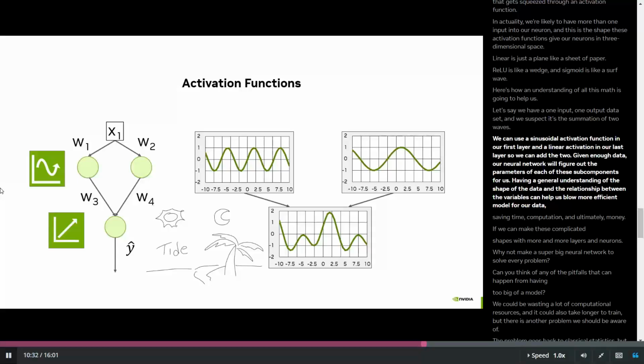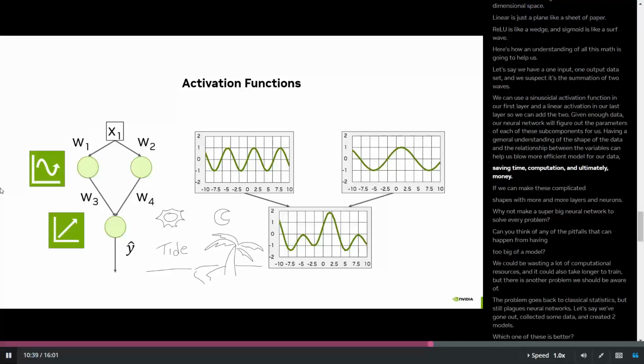Having a general understanding of the shape of the data and the relationship between the variables can help us build more efficient models for our data, saving time, computation, and ultimately, money.